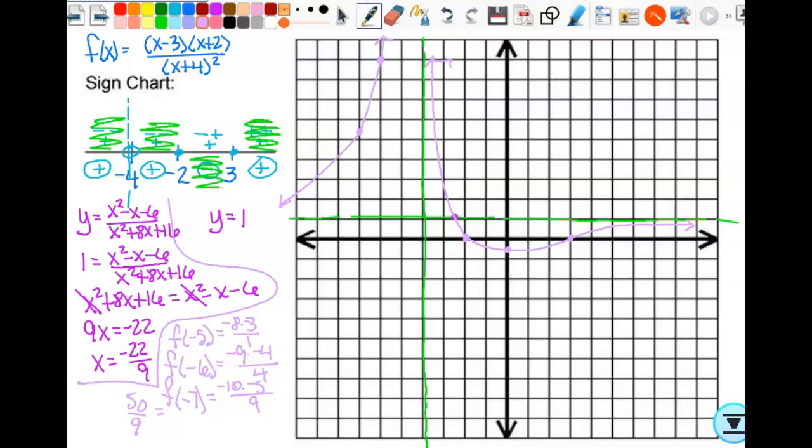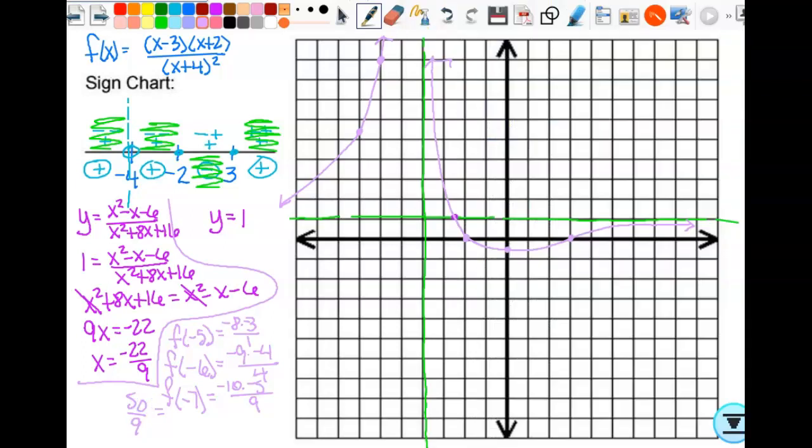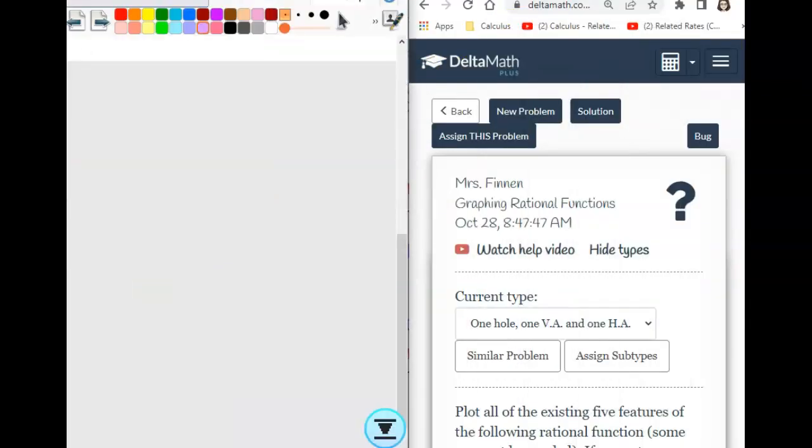All right, you can stick this in the envelope in the back or whatever, but don't tape it in yet because we're not finished. The bell's not about to ring though, so hang on. I'm going to show you what is going on in Delta Math here.